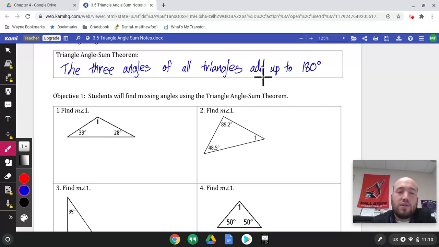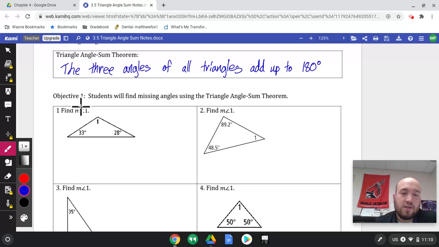So the first thing I'd like you guys to do is take a minute. If you need to pause it, go for it. But our triangle angle sum theorem here is going to be important throughout this chapter. You are probably mostly familiar with this, at least to some degree: the three angles of all triangles, every single triangle in the entire world, add up to 180 degrees. Maybe you can write this in your own words. You don't have to write it exactly as I did, but you need to know that all triangles, three angles will add up to 180 degrees.